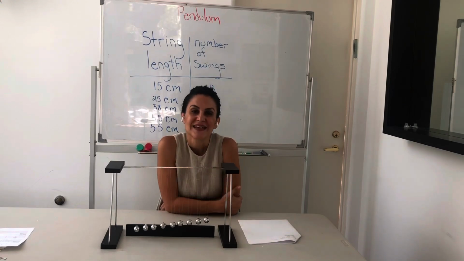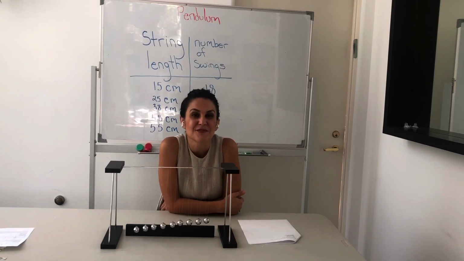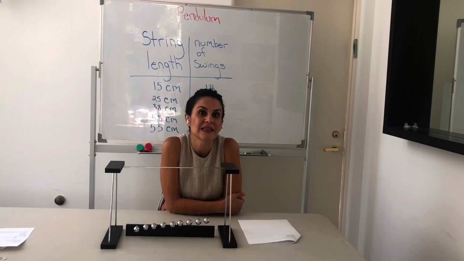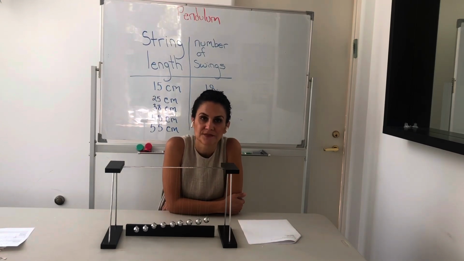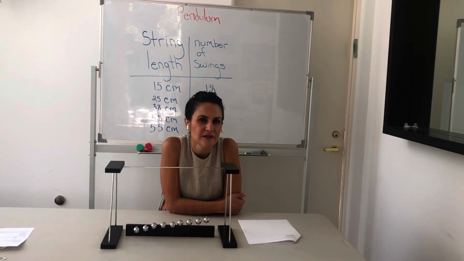Now go ahead and try different lengths. And remember, we only varied the length today, and we call that the independent variable. The independent variable, the string length, changed the dependent variable, which was the number of swings. Can you think of other independent variables that we could have tried? Think about it.